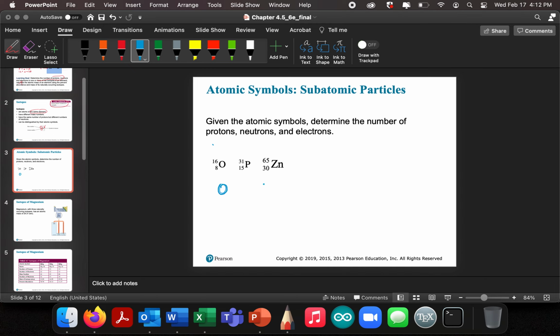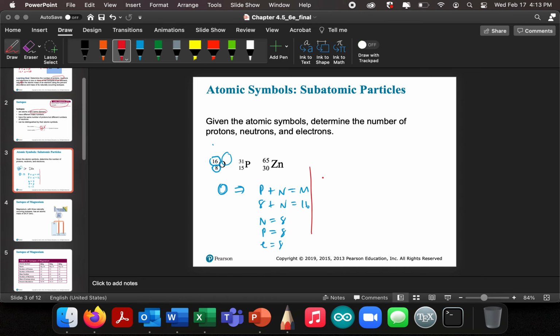So oxygen. We know the number of protons plus the number of neutrons is equal to the mass number, and the number of protons is here. So 8 plus the number of neutrons is equal to the mass number, which is 16. We can see that the number of neutrons is equal to 8. Protons is 8, and electrons, because there's no charge, is also 8. If there were a charge, we'd put something there.